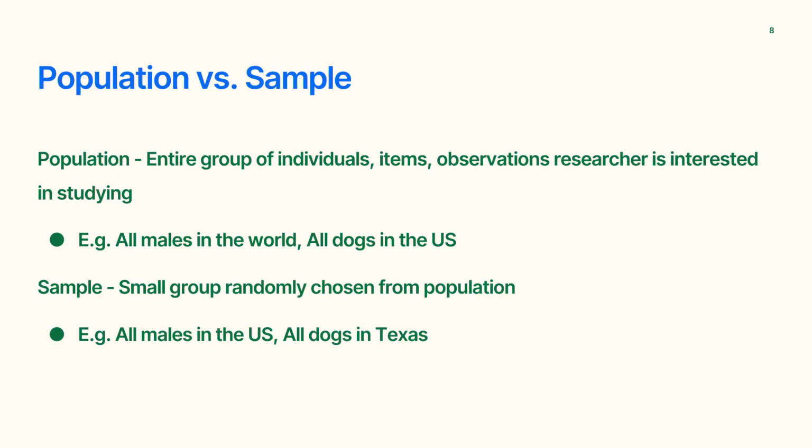Next, we have population versus sample. A population includes the entire group you want to study, like all dogs in the US. A sample is a smaller group drawn from that population, like dogs in Texas. Since it's usually impossible to gather data from an entire population, we work with samples to make inferences.